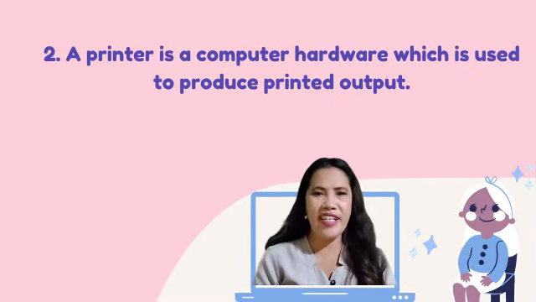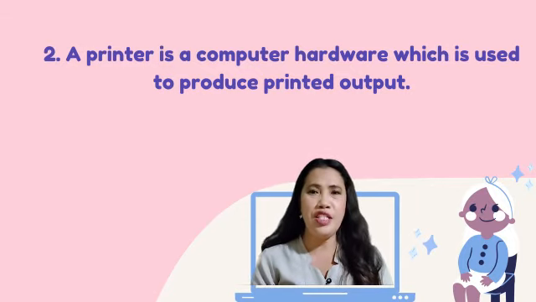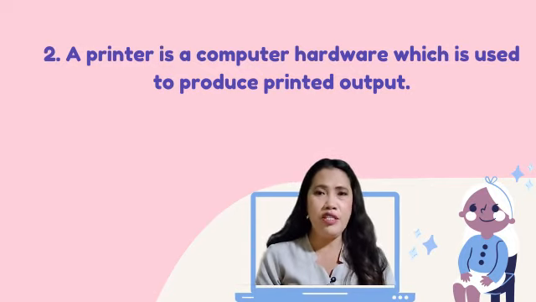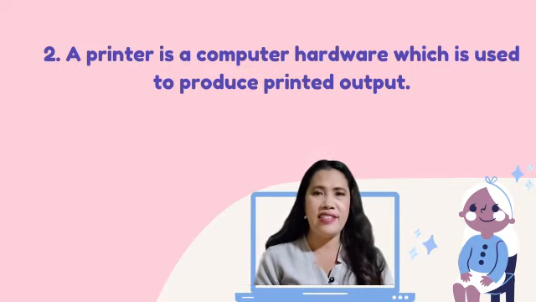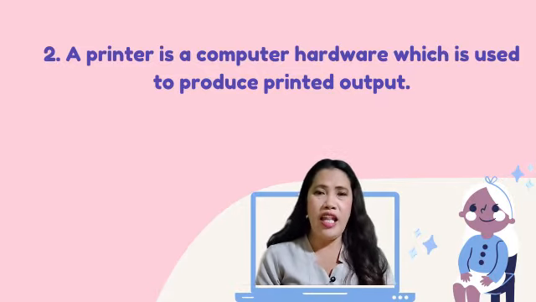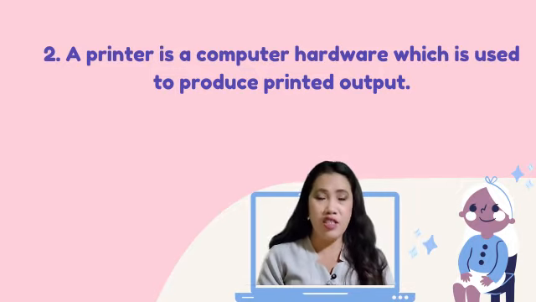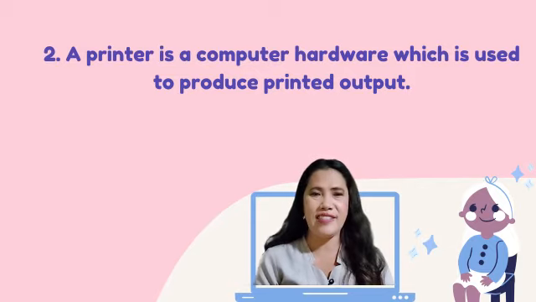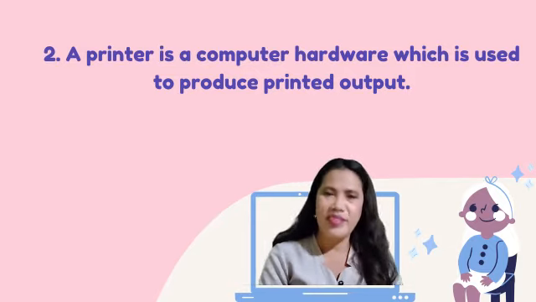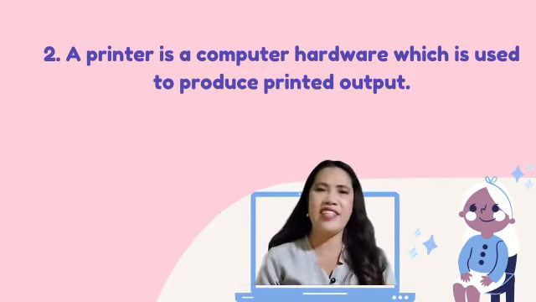There we have the correct answer. A printer is a computer hardware which is used to produce printed output. So a printer is labeled as the term or the word to be defined. Computer hardware is the class. And from the relative pronoun, which is "which," up to the last word, which is "output," is labeled as the distinguishing characteristics. I hope most of you were able also to get it right.